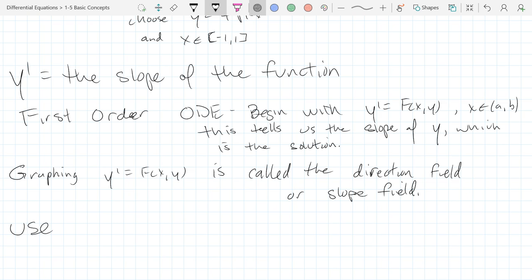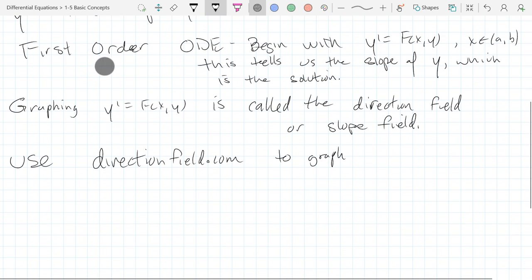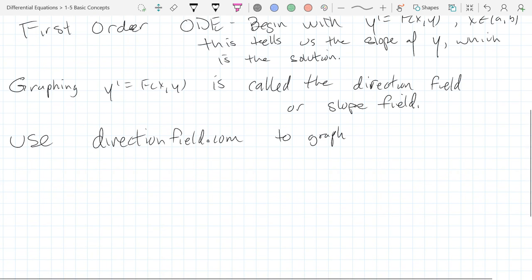So I've used directionfield.com to graph these. I will have you graph your own direction field. You can't use directionfield.com, so use this like a checking tool, not a how-to-get-it tool. So we're going to graph two examples here, and we'll do the first one completely by hand. The first one will be a little bit easier.